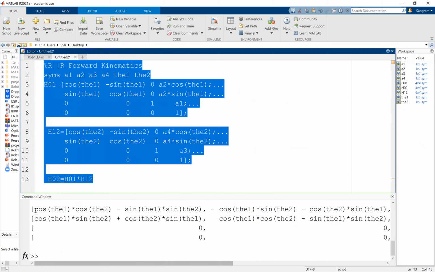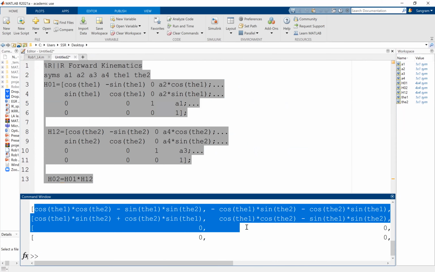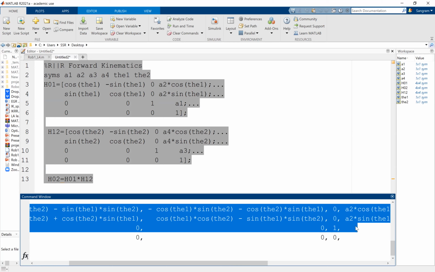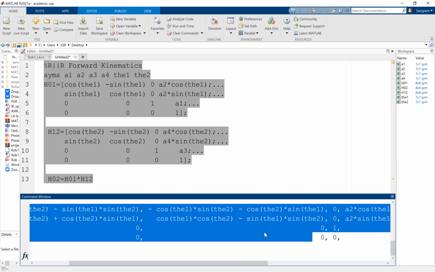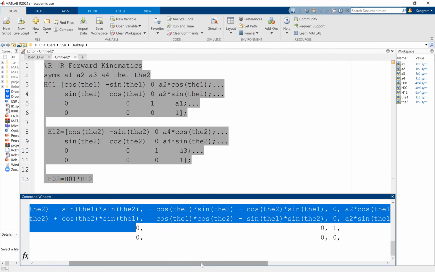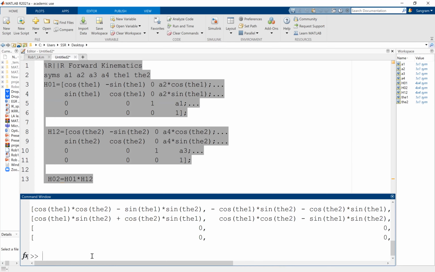What does this tell me? It tells me that the first 3x3 matrix, from here to here, is basically my rotation solution, which means it is the orientation of the end effector with respect to the base frame. And the last column is nothing but the position with respect to the inertial frame.